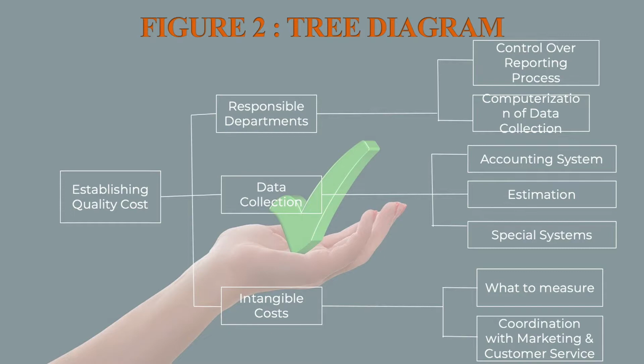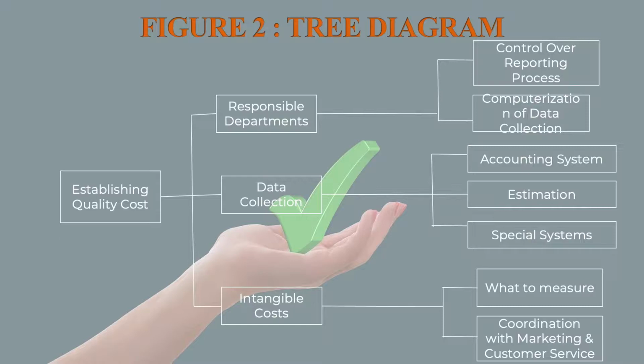So this is a tree diagram. To establish a quality cost system, which are the points to be noted down? Responsible departments, where the quality costs are and who is responsible, what the responsibilities are. All these things are identified through this tree diagram.